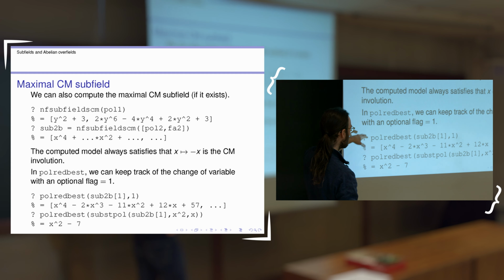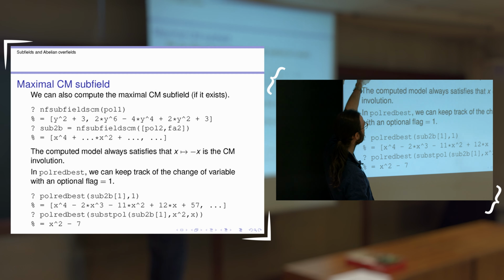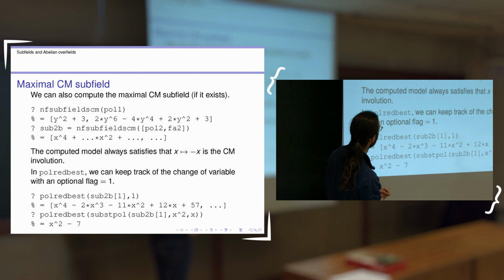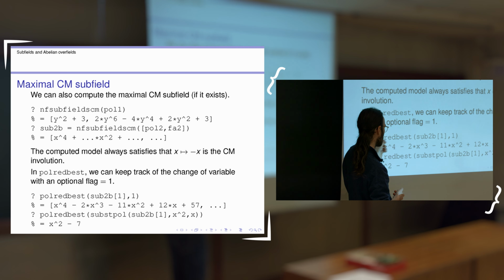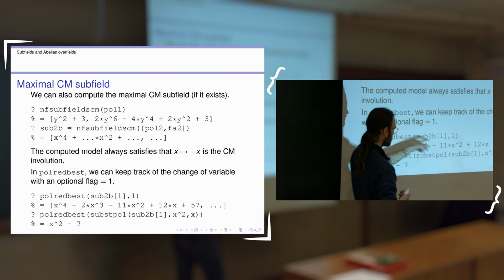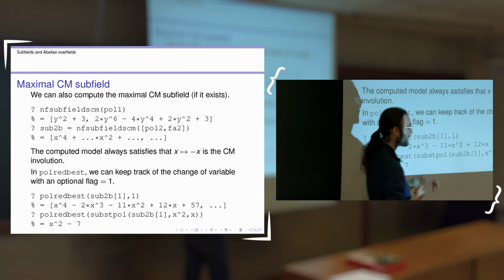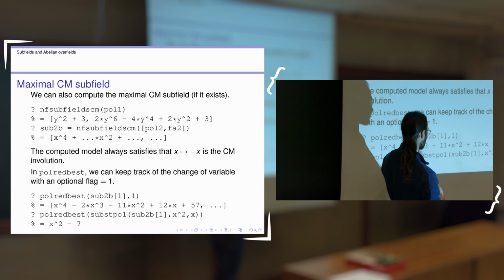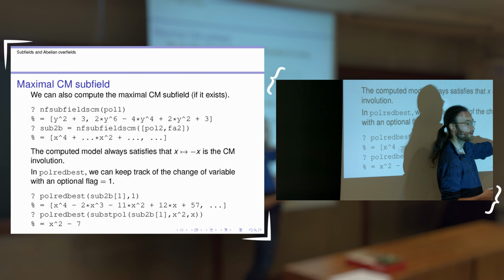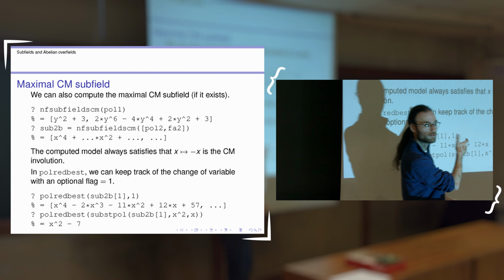Okay, so just one note. polredbest will not preserve this property that we have of these polynomials. So if you want to keep track of the CM involution, you'll need to know the change of variable between this reduced polynomial and the previous one. So you can give a second argument to polredbest, and it will give you, in addition to the defining polynomial, the change of variable between the two.